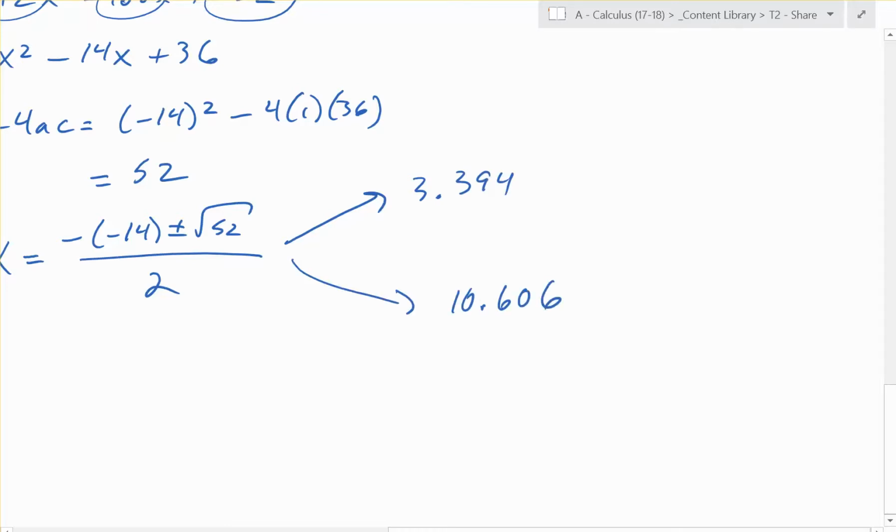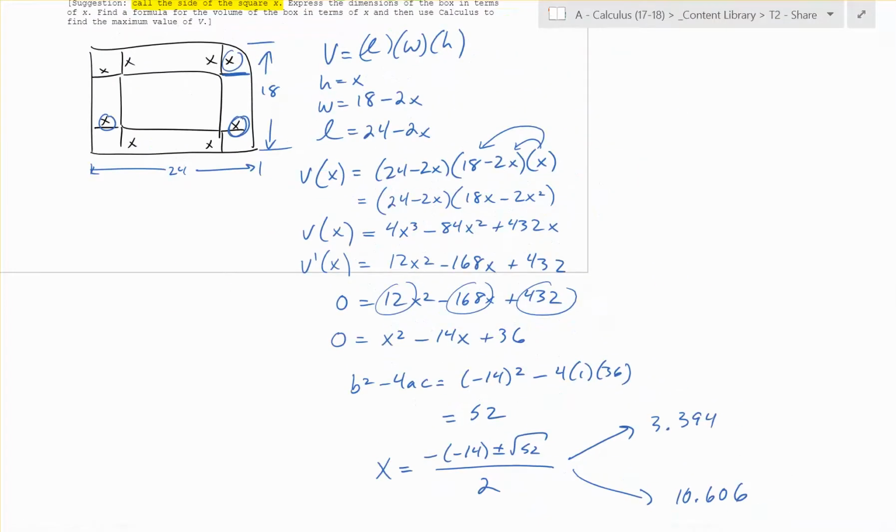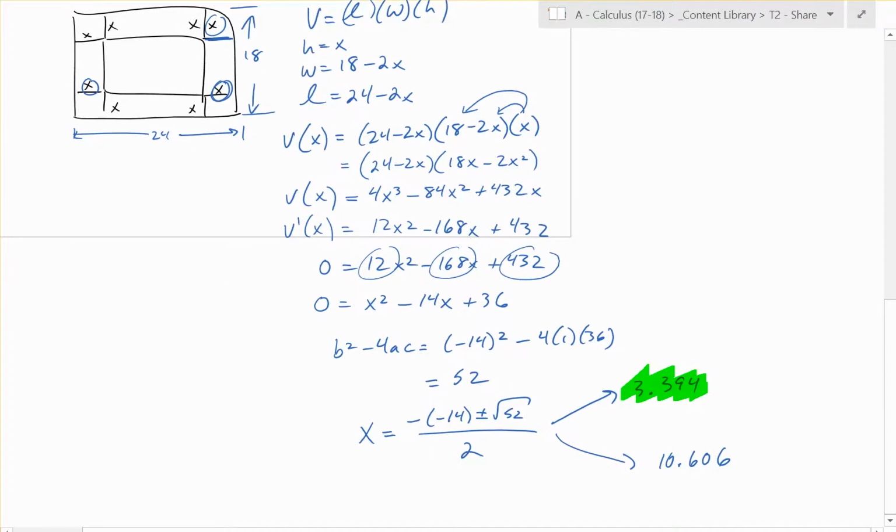Now these are measurements of x. You should take a look and spot check these. Could x be 3.394? Yeah, it can. But what about 10.606? Can x right here be 10.606? It actually can't, because if it was 10.606, you would cut out more than you have. You only have 18 there. You cannot cut out 10.606 from both sides. So this is not a potential answer.